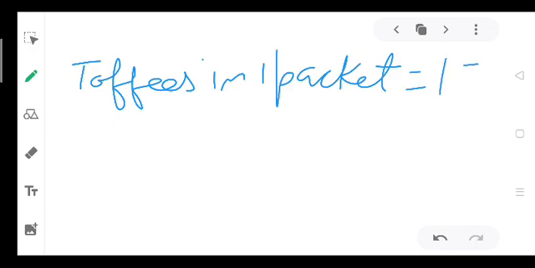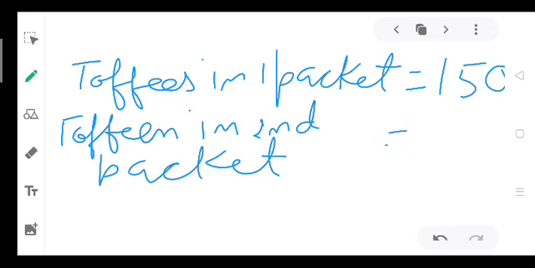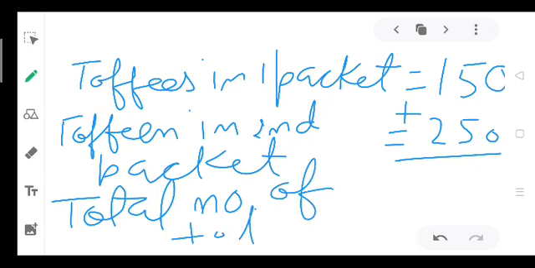equal to 150. Then under this we will write toffees in another packet, or you can write second packet, is equal to 250. Now we will add it, then we will find the total number of toffees. Now we will add it.